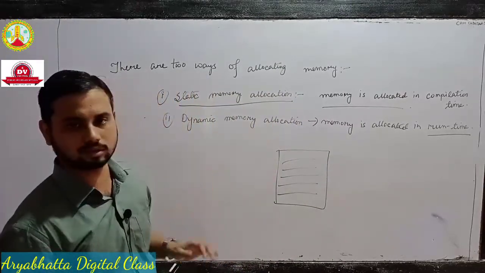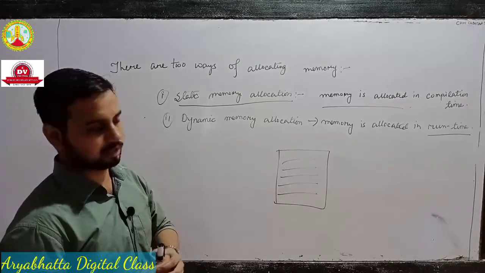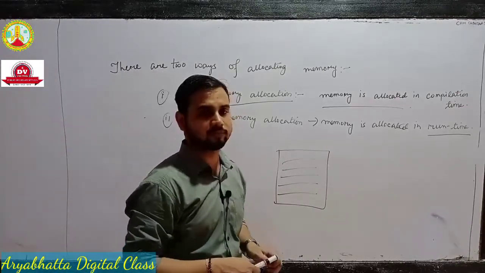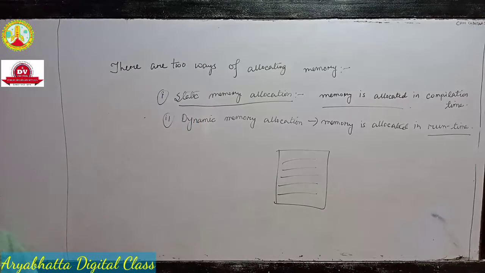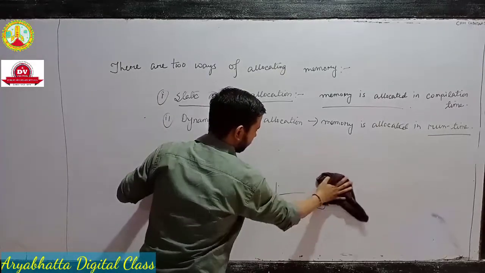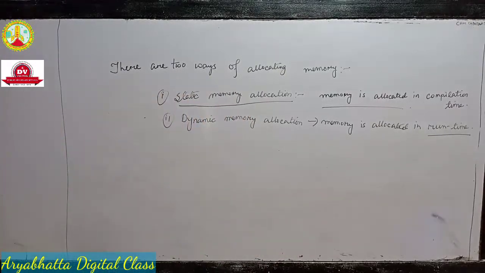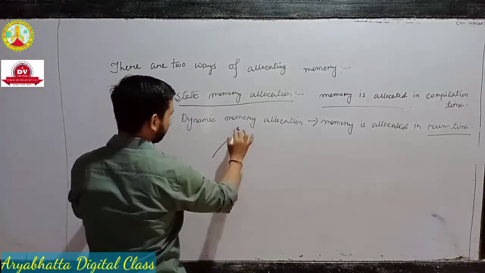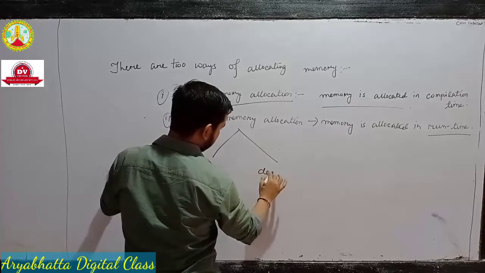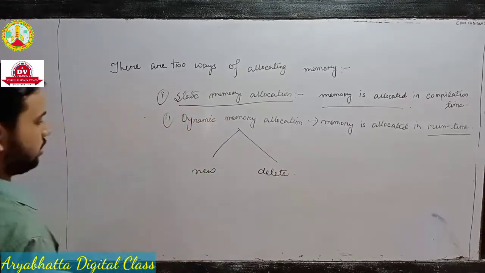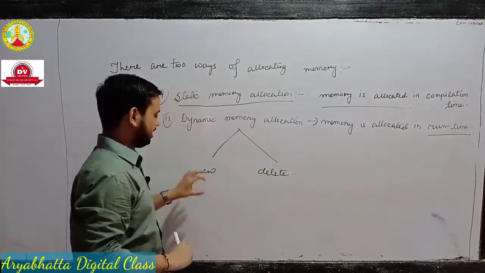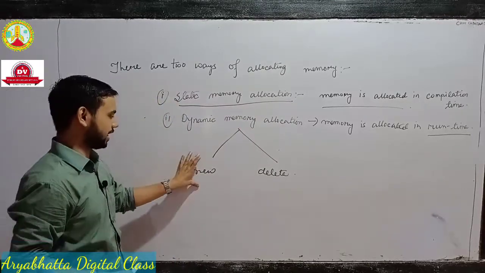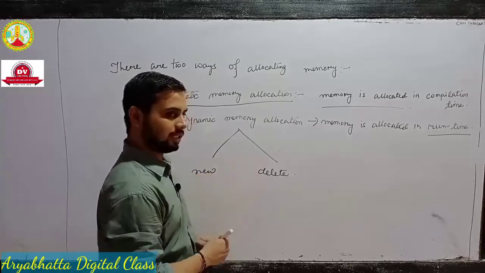I already taught you the memory map. The last section of the memory is the heap. Heap storage means free storage, which is allocated by dynamic memory allocation, right? So that is the basic difference. In dynamic memory allocation there are two operators, one is new and another one is delete. The new operator means allocation of memory, and delete means deallocation of memory.